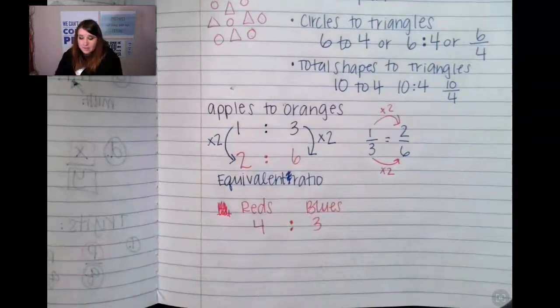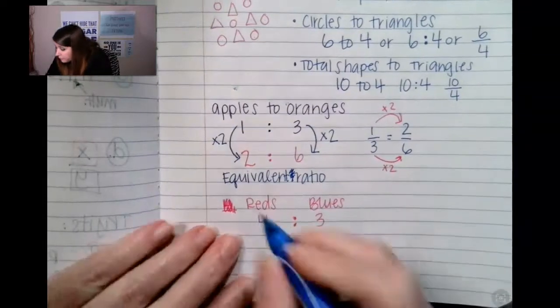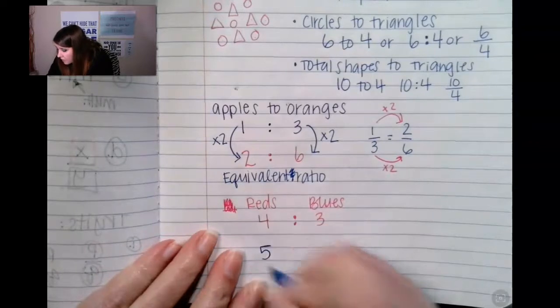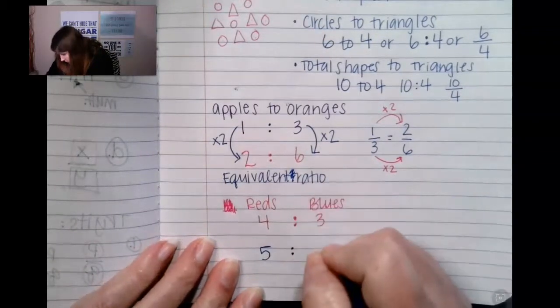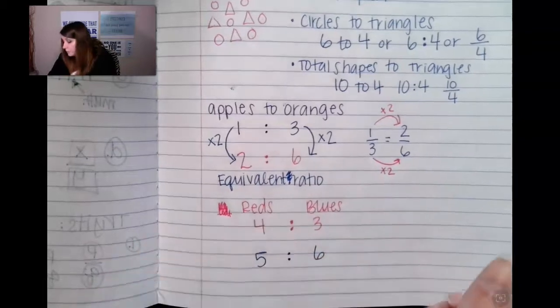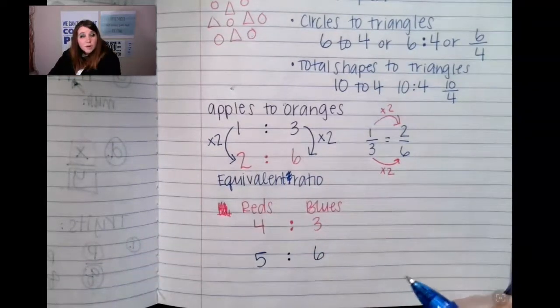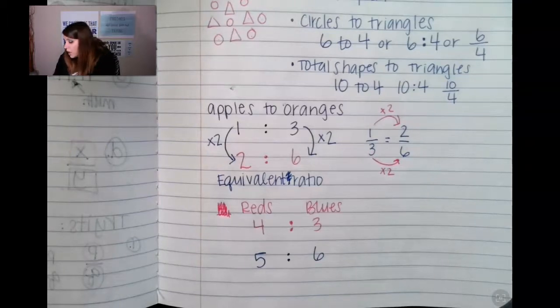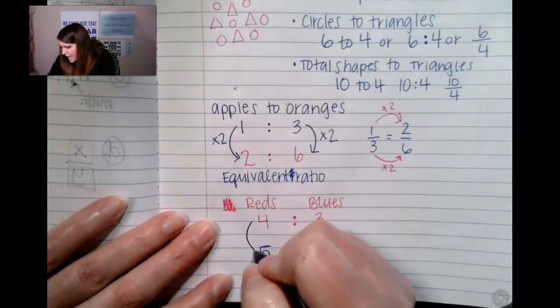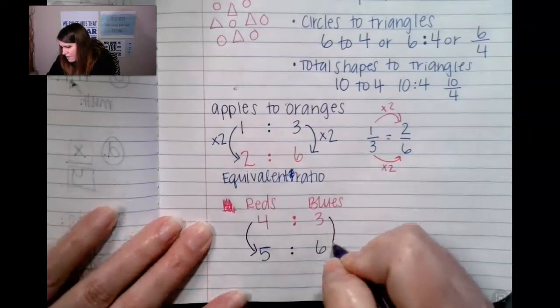My friend has 5 red cars for every 6 blue cars. And I want to know, are my ratios equivalent? Do we have the same red cars for every blue cars? So our job would be to figure out, how do we get from 4 to 5 and 3 to 6?